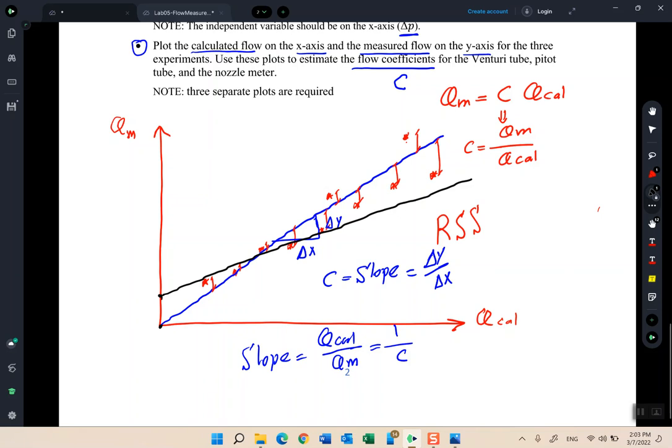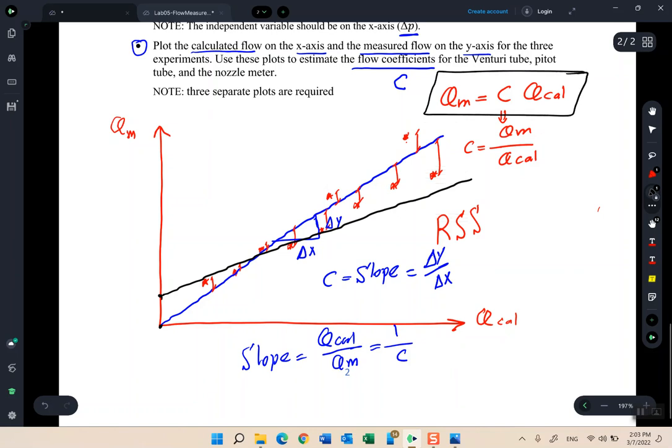Just go back to the equation that I am trying to represent: Qm equals C multiplied by Q calculated. The equation of the black line is y equals slope multiplied by x plus a certain y-intercept, yc. But in the original equation we don't have this y-intercept. So I am using a line with a different equation to represent my equation, which isn't the same.